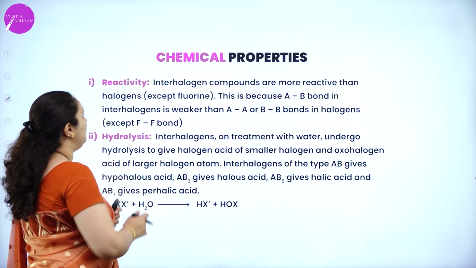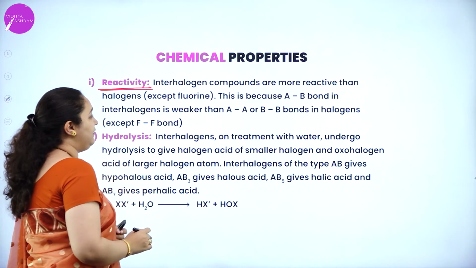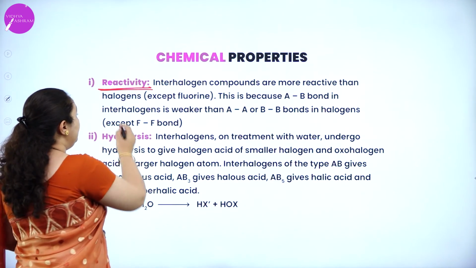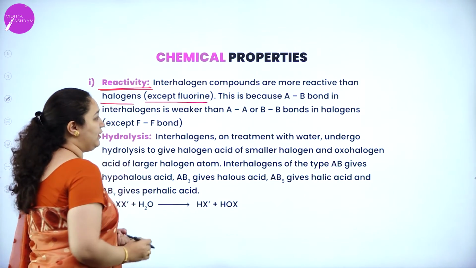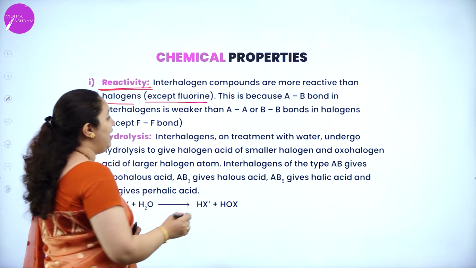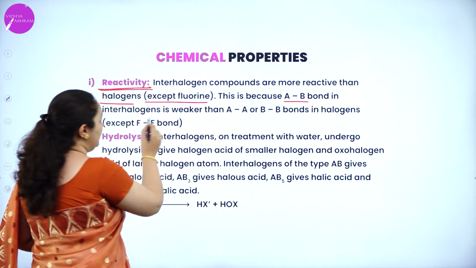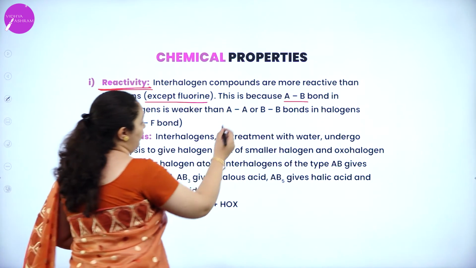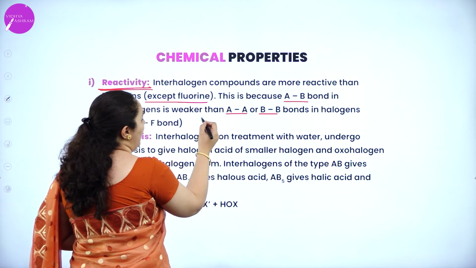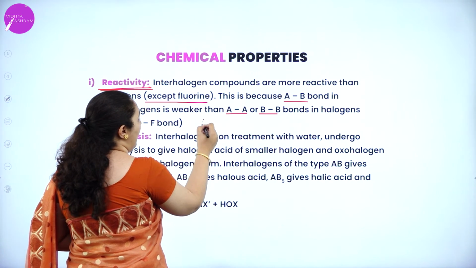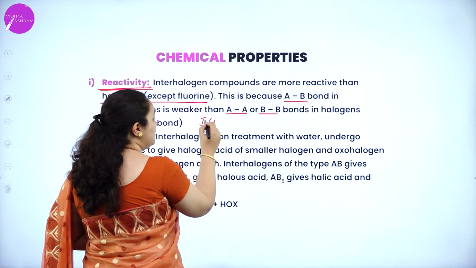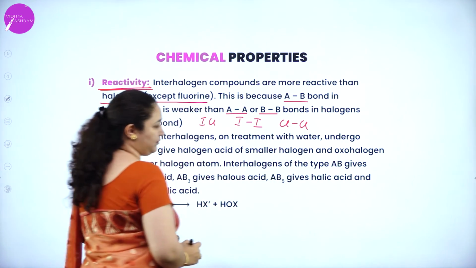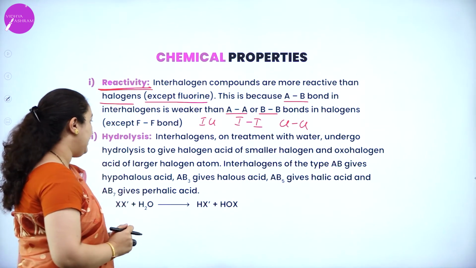Next is about the chemical properties. First is reactivity. Interhalogen compounds are more reactive than the halogens except for fluorine. This is because the AB bond in the interhalogen is weaker than the AA bond or BB bond. For example, in the interhalogen ICl, this bond is weaker than the II bond and the ClCl bond. That's why they are more reactive.